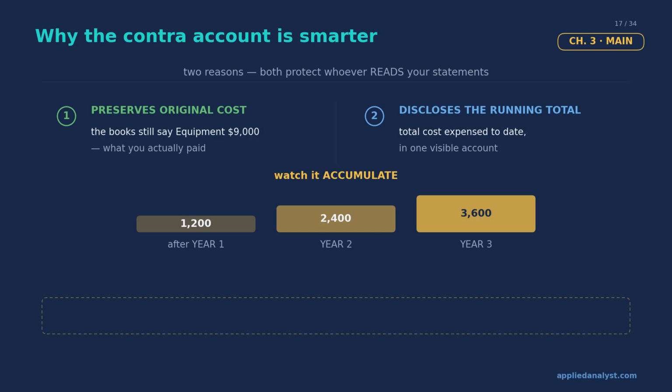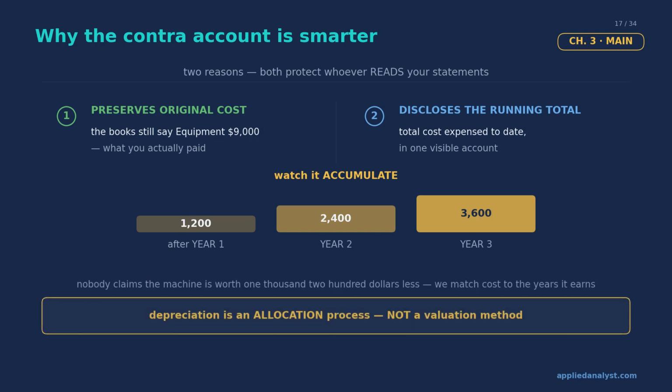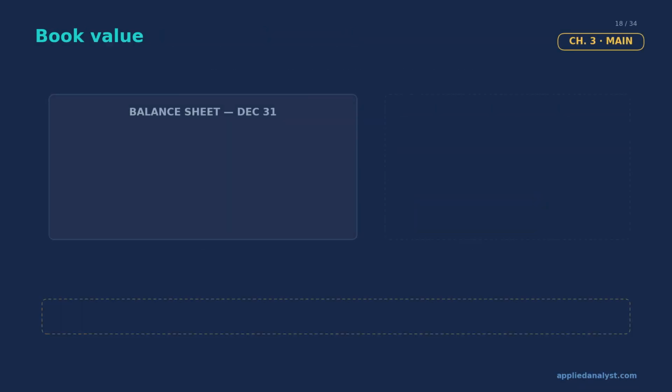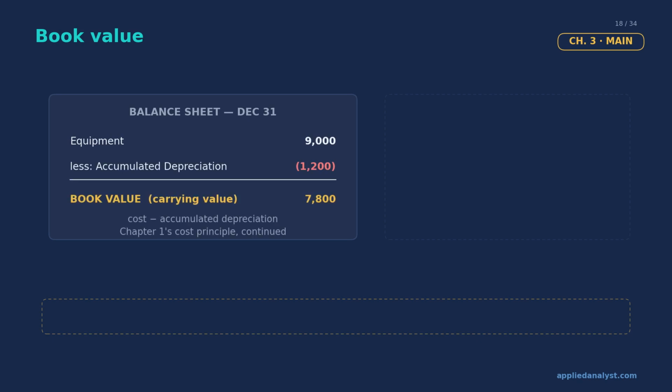And keep this sentence for the exam. Depreciation is an allocation process, not a valuation method. Nobody is claiming the machine is literally worth $1,200 less. We're matching costs to the years it earns. Put the pieces on the balance sheet. Equipment, $9,000, less accumulated depreciation, $1,200. Equals $7,800. That number has a name, book value, also called carrying value. Cost minus accumulated depreciation. And it continues Chapter 1's cost principle story.